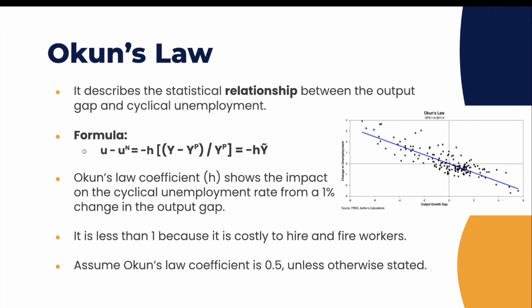Okay, so now we have Okun's law. It describes the statistical relationship between the output gap and cyclical unemployment, which we can see here, output gap and unemployment. So for a formula, this is cyclical unemployment is equal to the negative of H, which is Okun's law coefficient, multiplied by the output gap, which is the formula in the bracket, as you can see here.